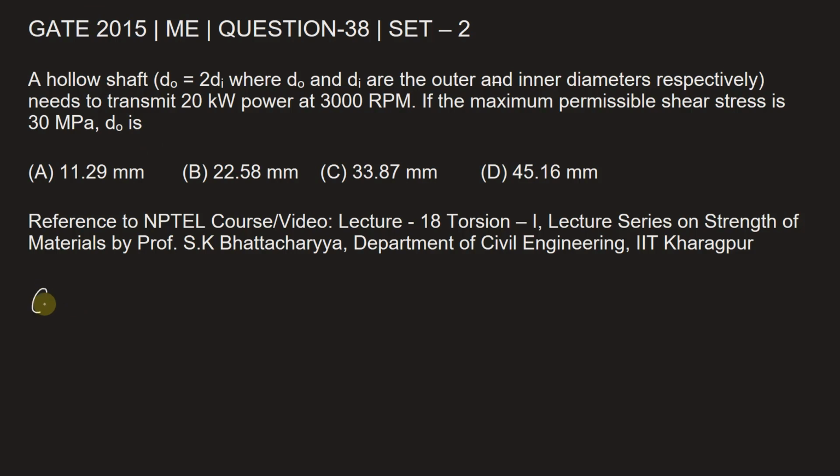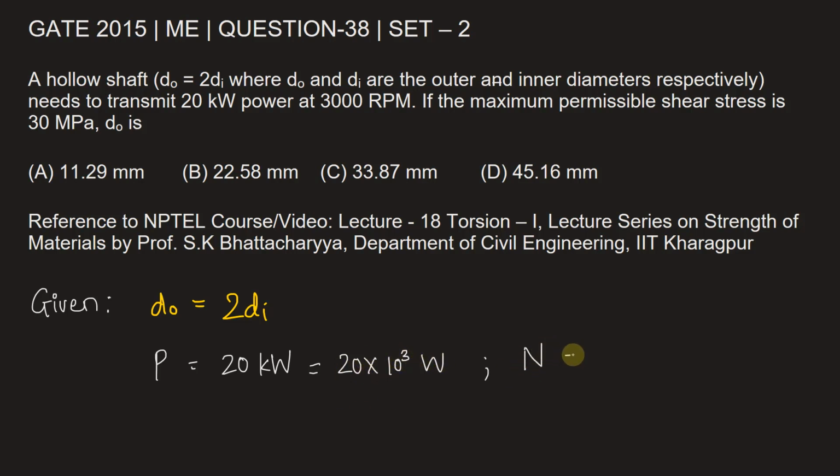Let's write the given information. A relation between outer and inner diameter is given. D outer is equal to 2 times D inner. Power that is to be transmitted is given as 20 kilowatt. Let's convert this to SI unit, so it will be 20 into 10 to the power 3 watt. Speed of the shaft is given as 3000 rpm. We have to find out DO, that is the outer diameter, if the maximum allowable shear stress, tau max, is 30 megapascal. Let's find out the outer diameter.